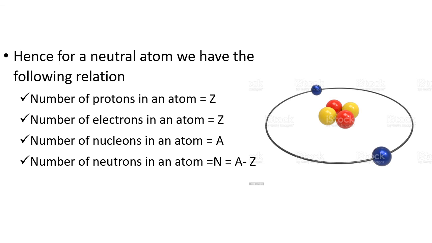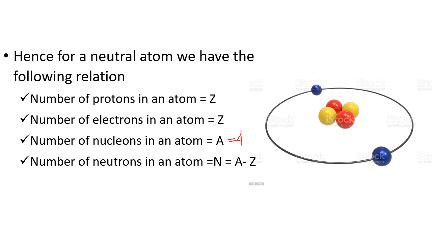Next, nucleons. So what are nucleons? The total number of particles inside the nucleus. So what are the particles inside the nucleus? Your protons and your neutrons. So how many nucleons are there? 4. So for the helium atom the number of nucleons is equal to 4.